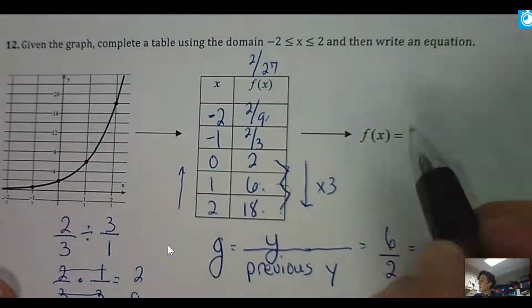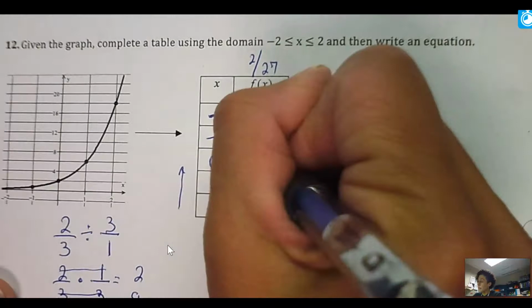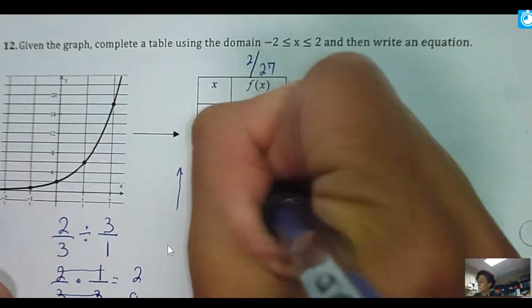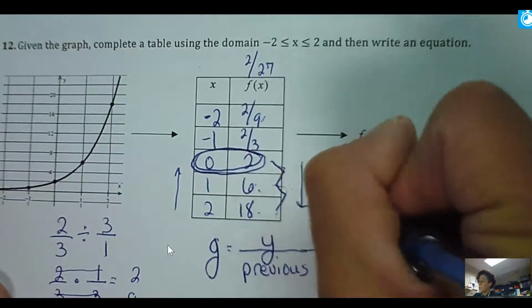All right? And now I'm going to write my equation. So again, I need my b, which I have here, and my g, which I have here.